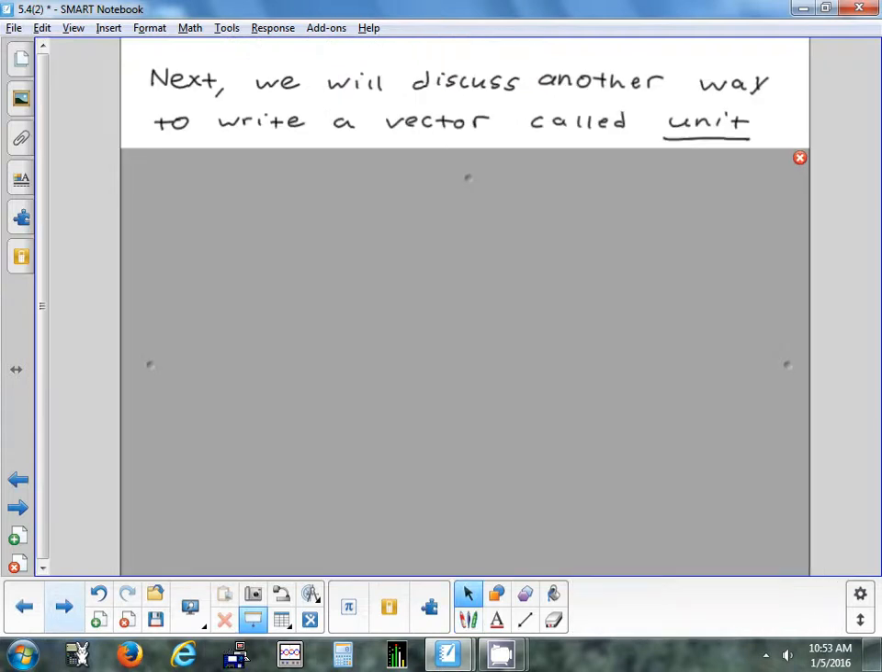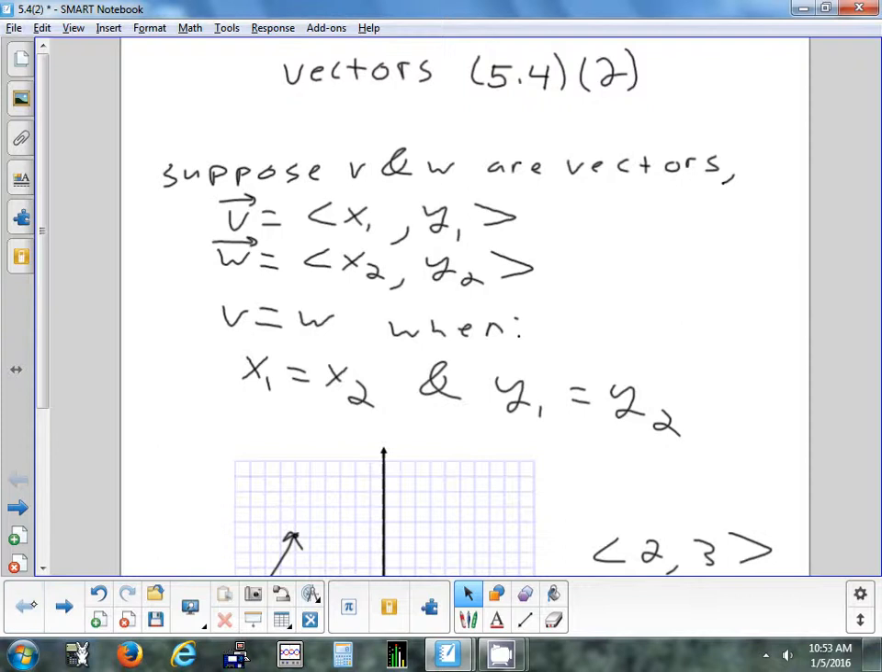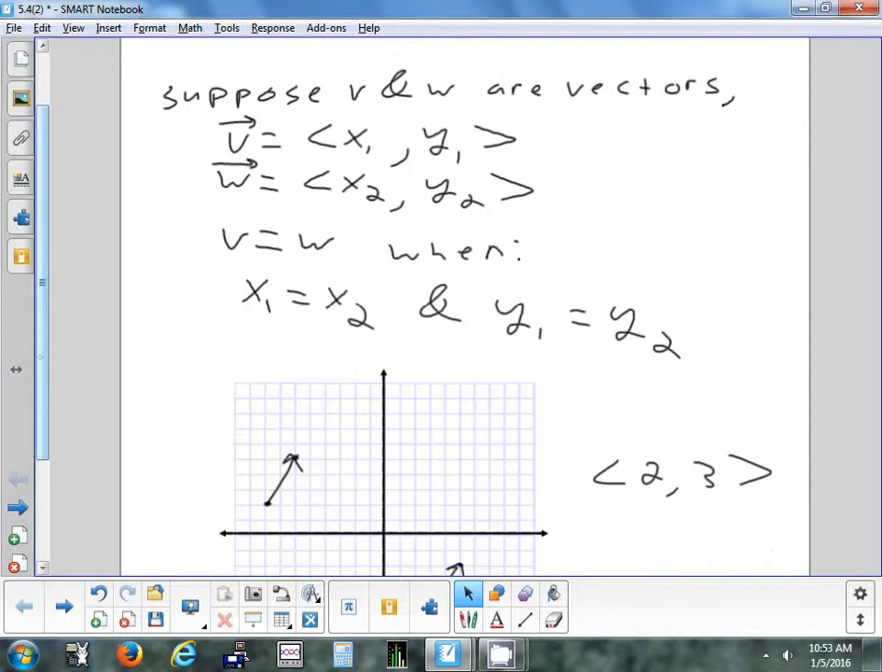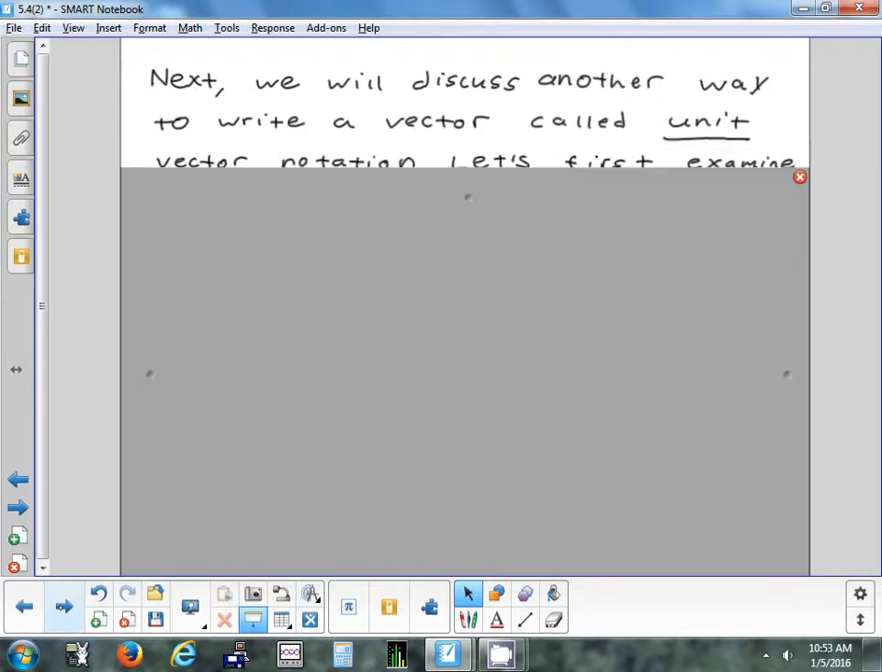All right, so we've done vectors visually. Okay, I just gave you guys an example of that. We've done this other notation where we use these angled brackets. And now we're going to look at the last way we can write a vector. And this will be the way we use most often now. Okay, called unit vector notation.